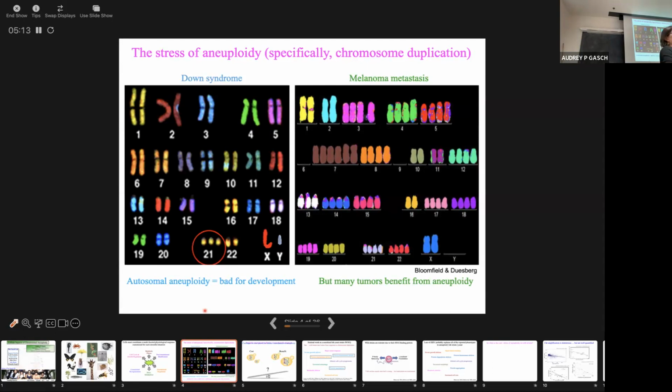They often amplify chromosomes all over the place. Although that's bad for the person who's got cancer, the tumor actually benefits from having an abnormal number of chromosomes. You see a melanoma karyotype is just crazy amplifications of a bunch of chromosomes. So why is that? We now have definitive proof that many tumor cells actually get a benefit from duplicating their chromosomes. They're often more deleterious to the person, but those tumors can pick up drug resistance.